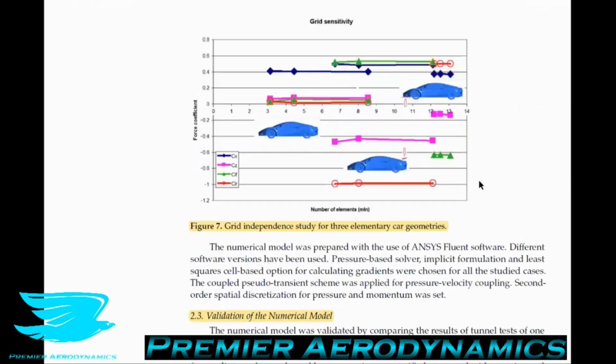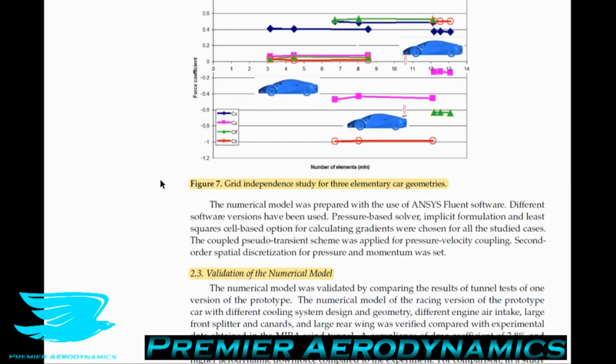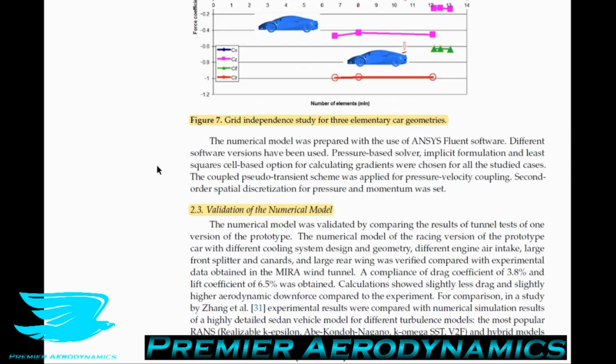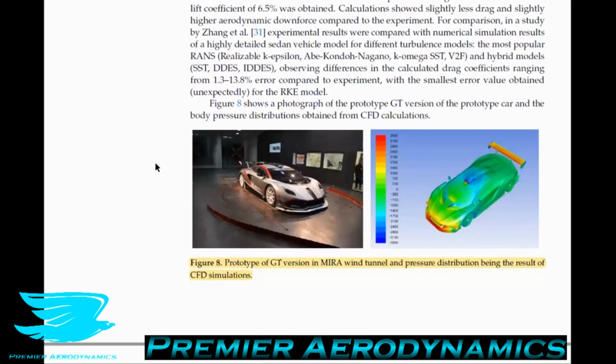So they talk about the grid independence study, which they did perform here quite nicely, and they showed that the numerical model was validated by comparing the results of wind tunnel tests of one of the versions of the prototype. The numerical model of the racing version of the prototype car, with different cooling system designs and geometries, different engine air intakes, large front splitters and canards, and a large rear wing, was verified compared with experimental data obtained in the MIRA wind tunnel.